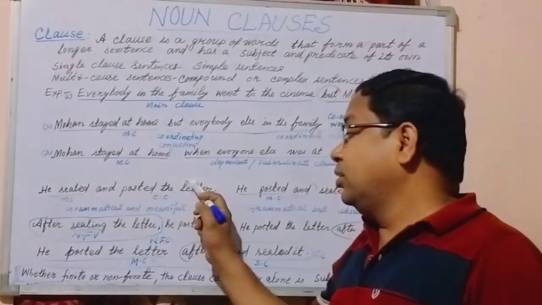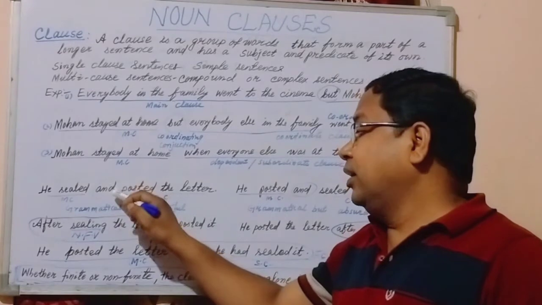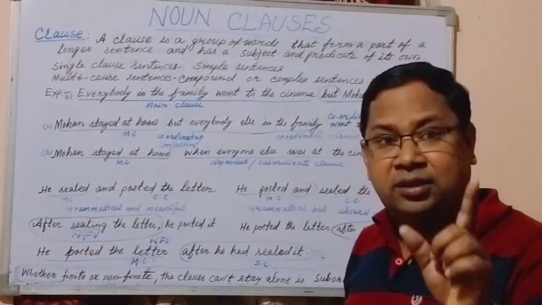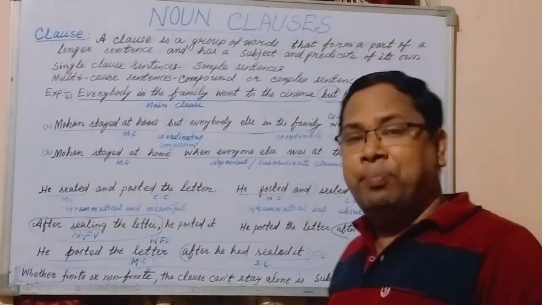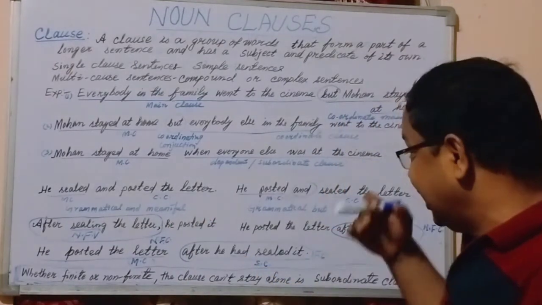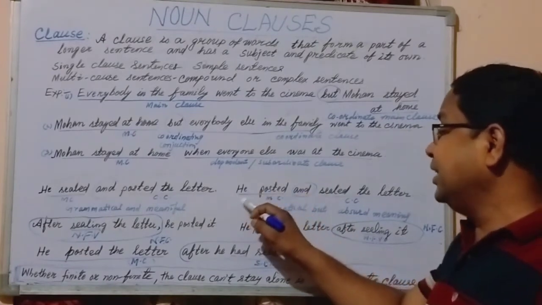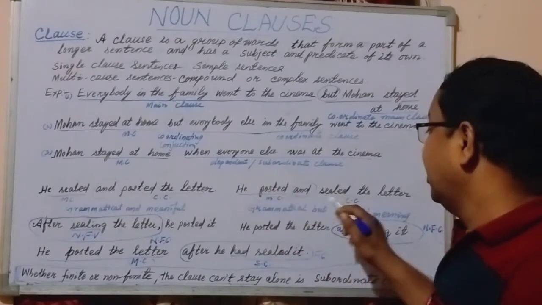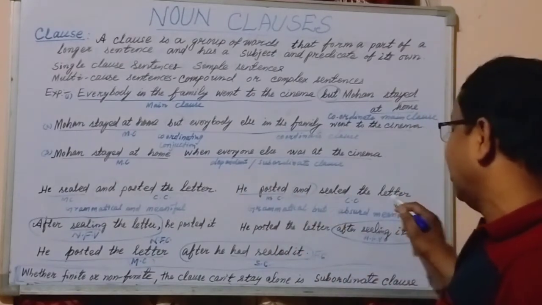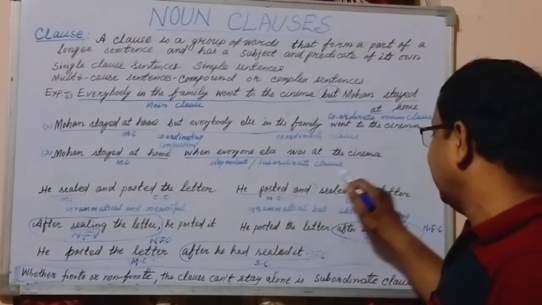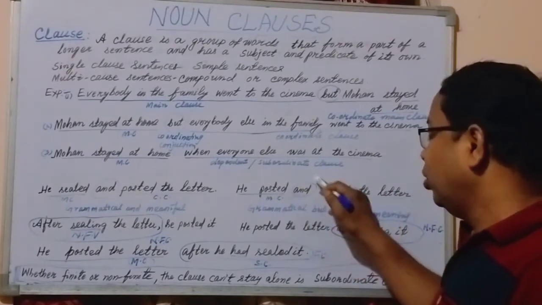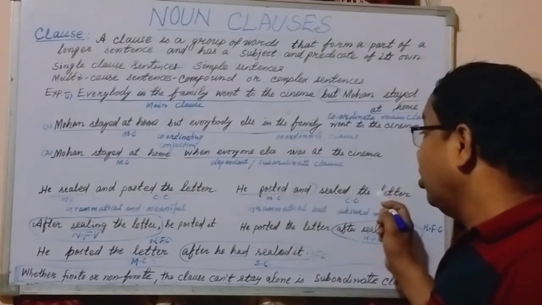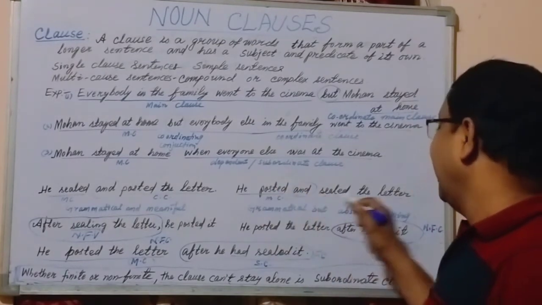So both the sentences joined by and make one sentence, and it is grammatically correct as well as meaningful. But in the same way, in the second sentence, he posted is one clause and sealed the letter, that means he sealed the letter, is another clause. There is also the same coordinating conjunction, only the order is changed. He posted and sealed the letter.